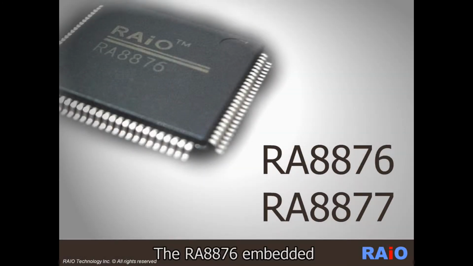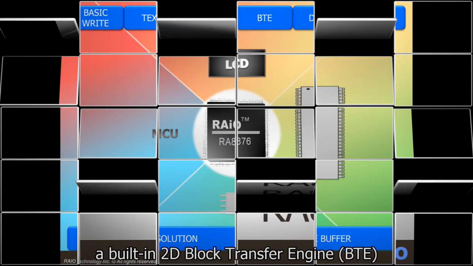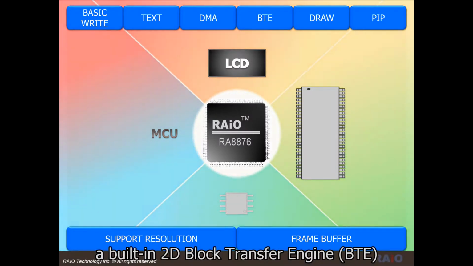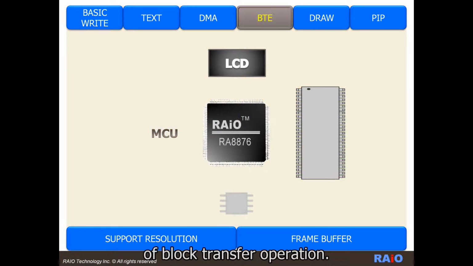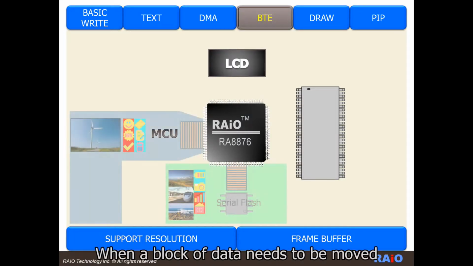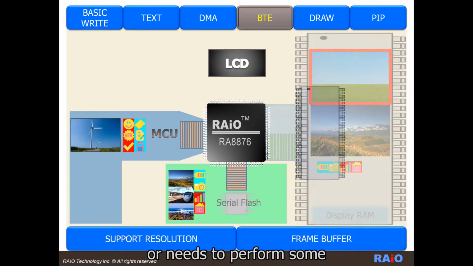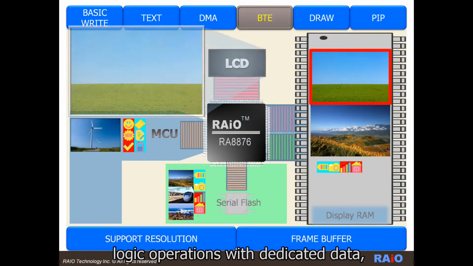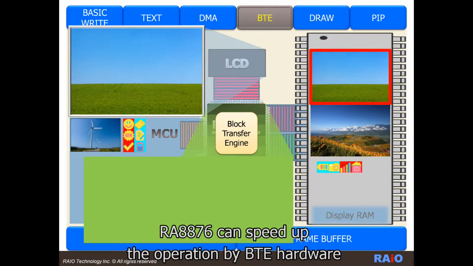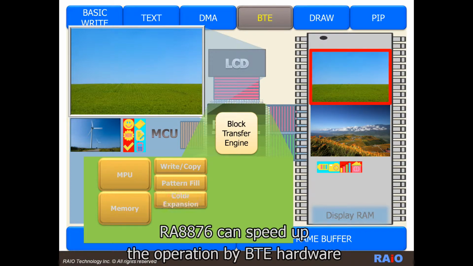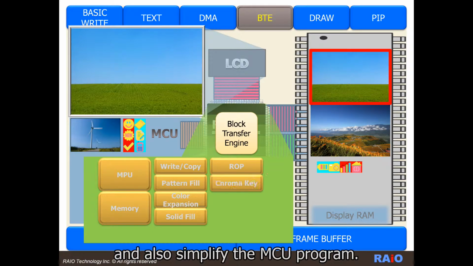The RA8876 embeds a built-in 2D block transfer engine, which can increase the performance of block transfer operations. When a block of data needs to be moved or needs to perform some logical operations with dedicated data, RA8876 can speed up the operation by BTE hardware and also simplify the MCU program.